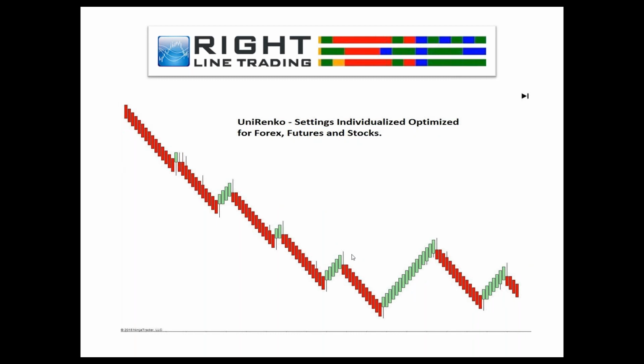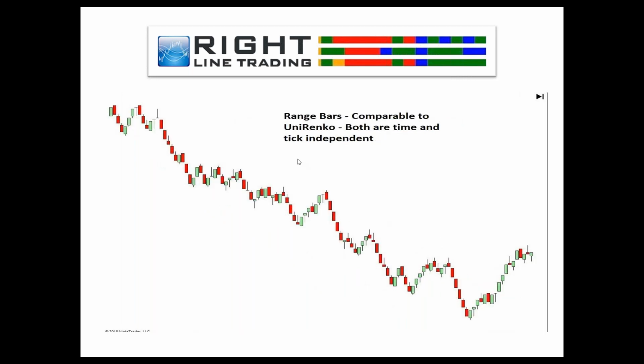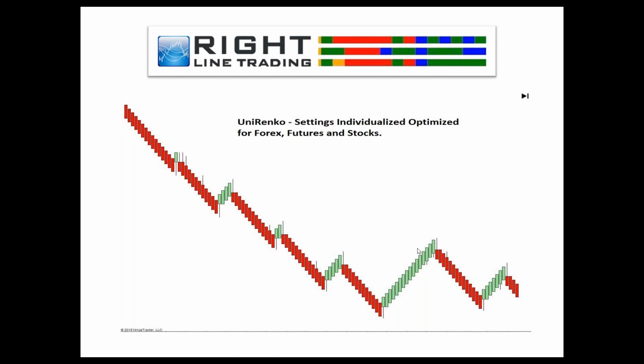Now, I trade Unorenco bars, and I don't want to get into a long exposition on why I do. For a very, very long time, I traded range bars. There's a lot of similarity between range and Unorenco, and that is that the only variable that determines when a new bar forms is how far price moves. There's no time component. There's no tick component. So by looking at movement, I know how far price is moving with no other variable to cloud the symmetry of the candles.